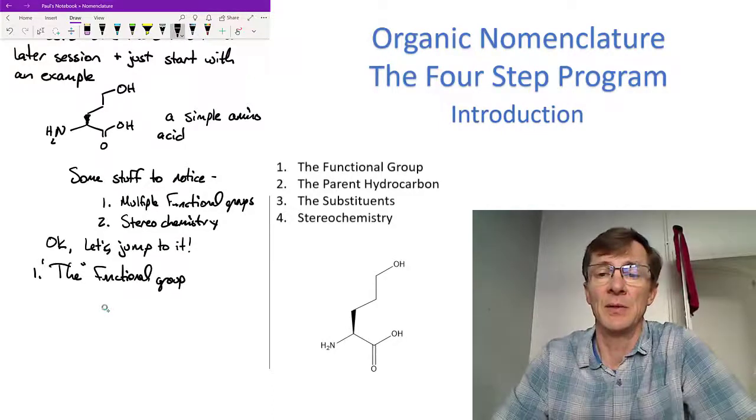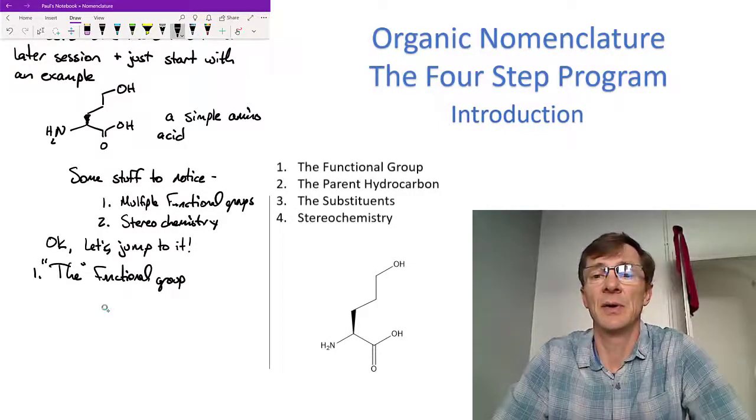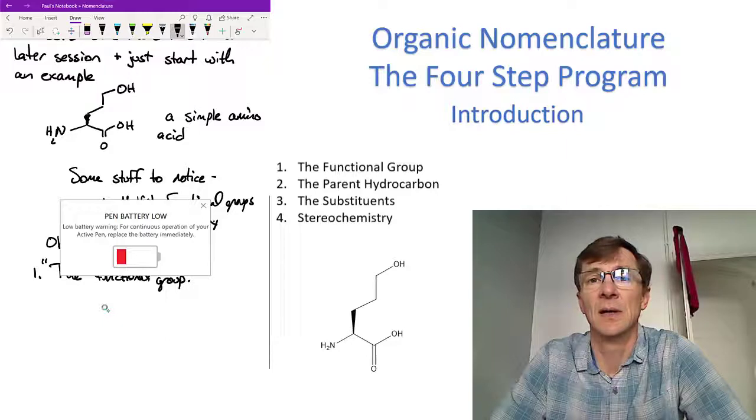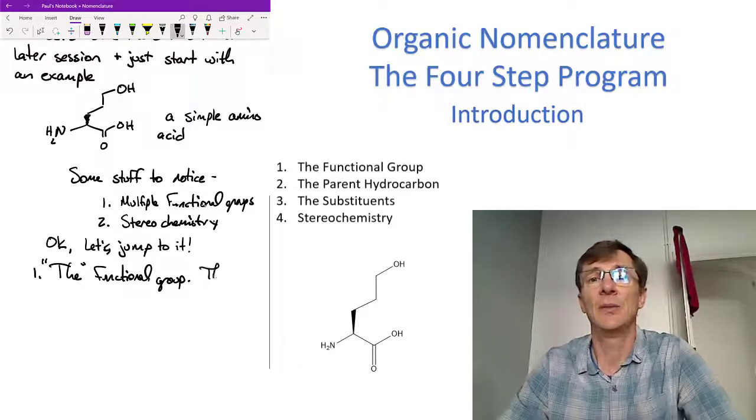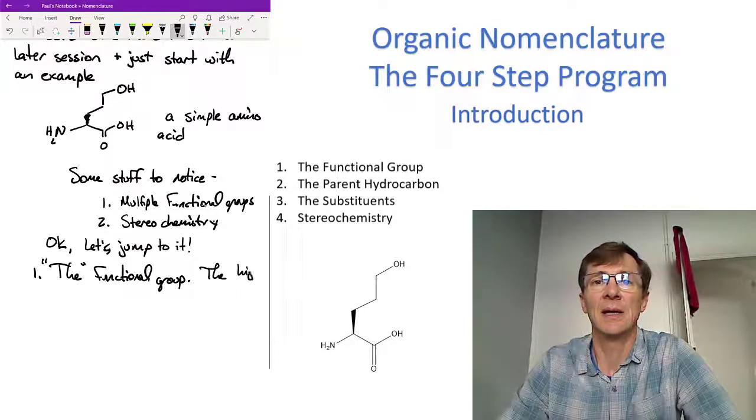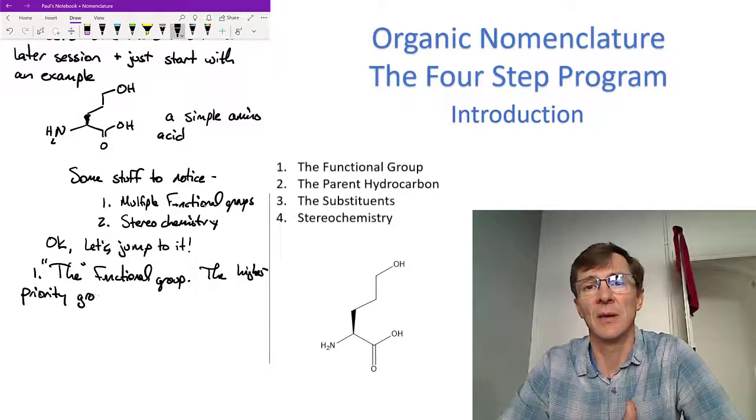We are at step 1, the functional group. We have already decided that our crowned victor of this particular competition, look out, my battery's low, is going to be that carboxylic acid. When you have a carboxylic acid, the way that we indicate that that is the functional group is we suffix the name with oic acid. So kind of like carboxylic acid, but OIC acid.